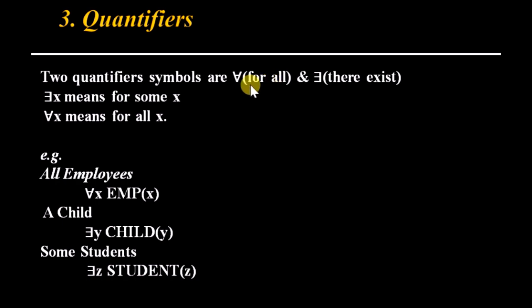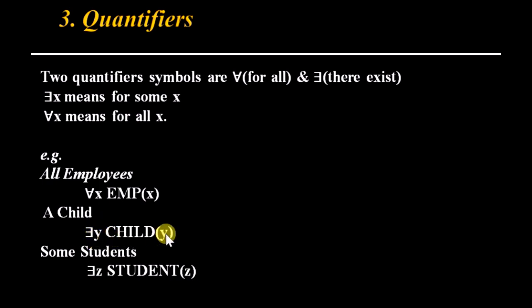Whenever we see the word for all, at that time we'll use this symbol. When we see there exists or some, at that time we'll use the there exists quantifier. Here you can see an example, all employees. No employees are specified here. So here we'll declare for all x, x is a variable which denotes an employee. For all x, employee x. A child. A child means there exists some child. It means there exists y. Here y denotes a child.